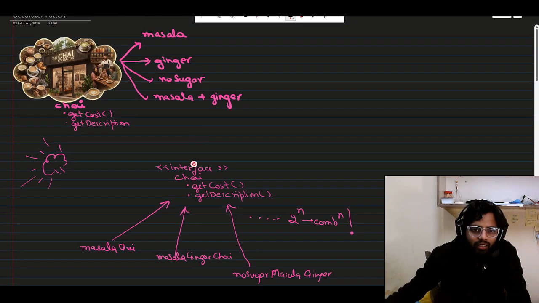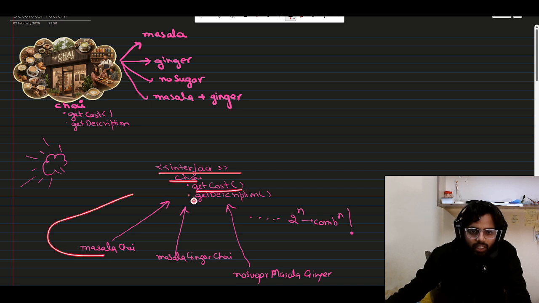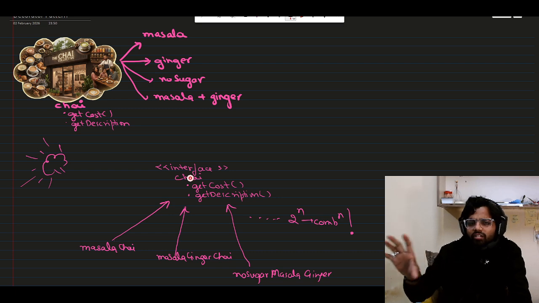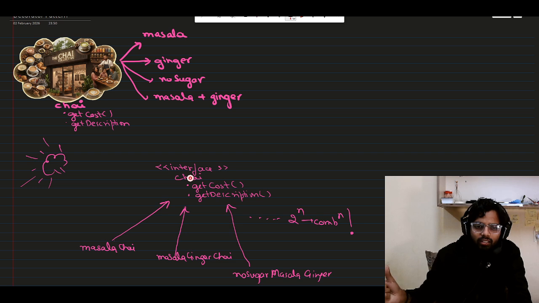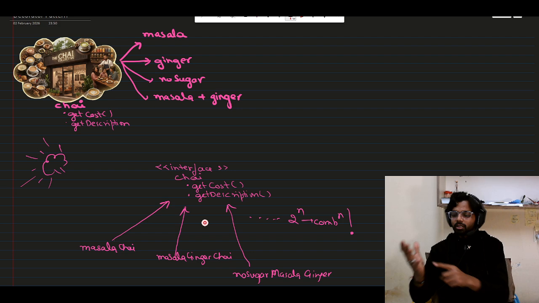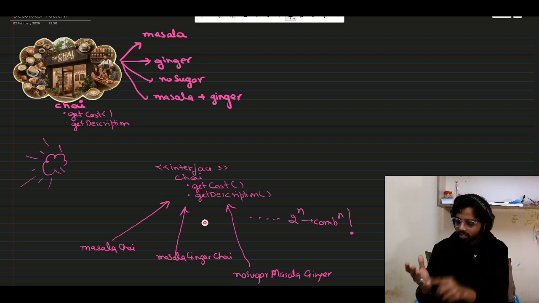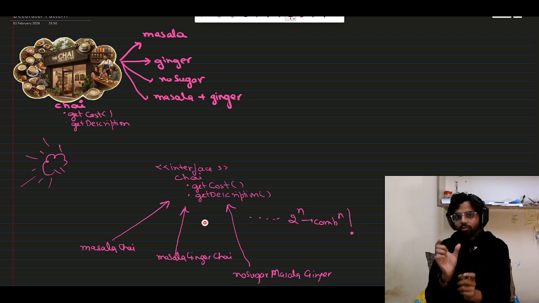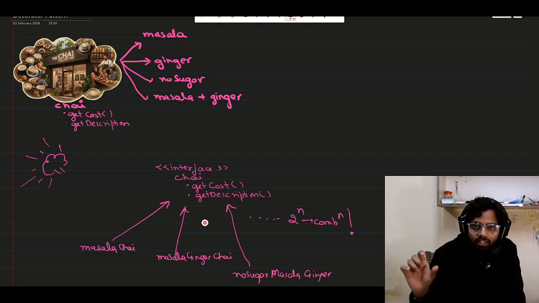So basically, I will create an interface chai that will have get cost and get description, and I will be creating the various combinations that I am getting so that it can implement those. For example, I have a simple masala tea, so I will create a class called masala chai and implement it. And if someone wants masala tea plus no sugar tea plus ginger tea plus adrak tea combined, then I have to create all these four classes.